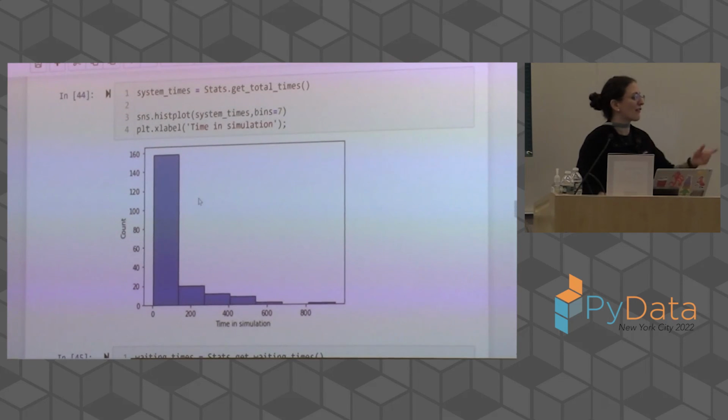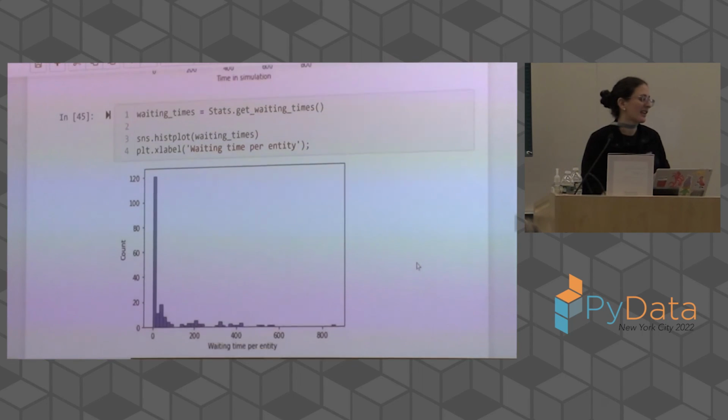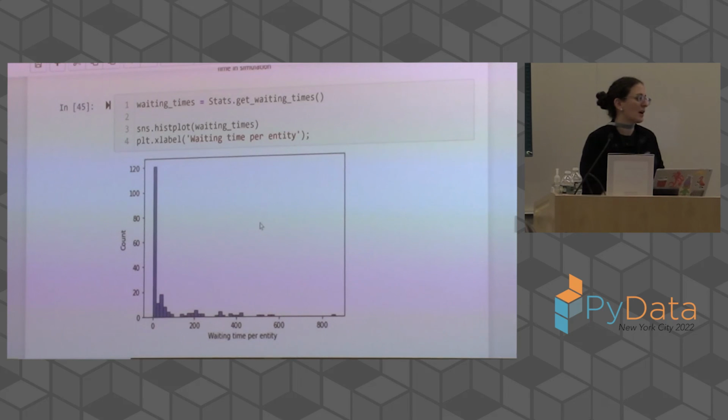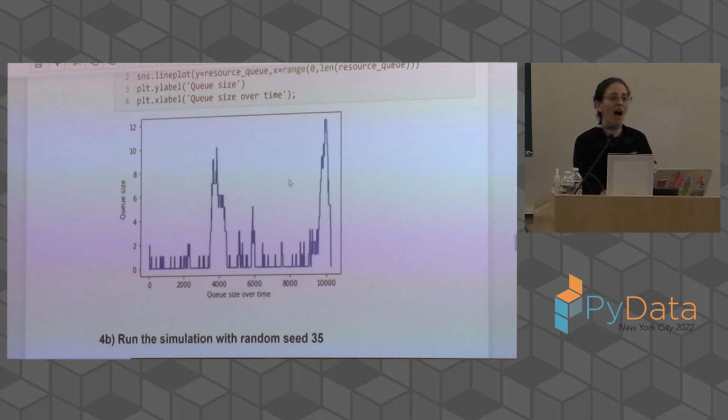We can do things like here I've used Seaborn just to do some plotting. So this is a histogram for time in simulation, and this is the count of the entities. I believe we ran 200 entities through, and so it looks like most of them, sorry, it's 5 o'clock. This is a histogram of the number of entities that waited this amount of time units. We've got the waiting time per entity, so this was the waiting times. This is the queue size over time.